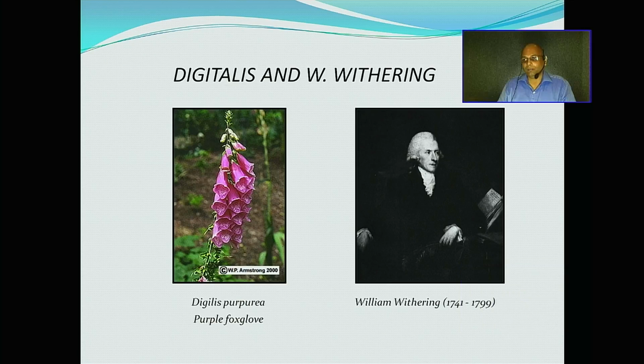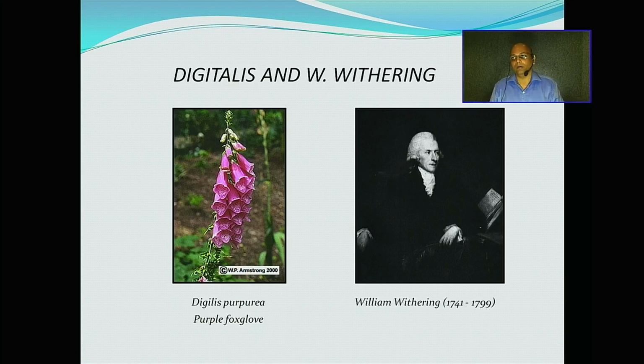Now what was that plant which was very much helpful? The rest 19 were not. This was Digitalis purpurea, or purple foxglove, right? So this Digitalis purpurea, with beautiful purple flowers, as you can see, is where digitalis was obtained from.